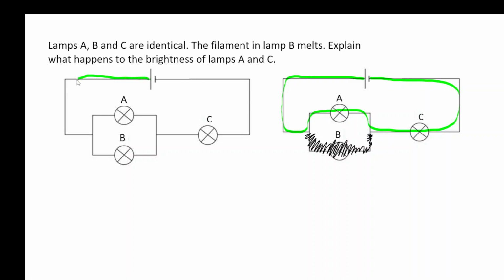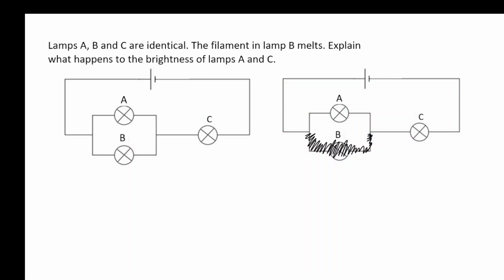Earlier, current went like that, through this, and split up, because these are identical, in half, and then went like that, and went like that, and back to here. Now that's the difference between the two circuits. Now let's use this to explain what really happens to the brightness of lamps A and C.